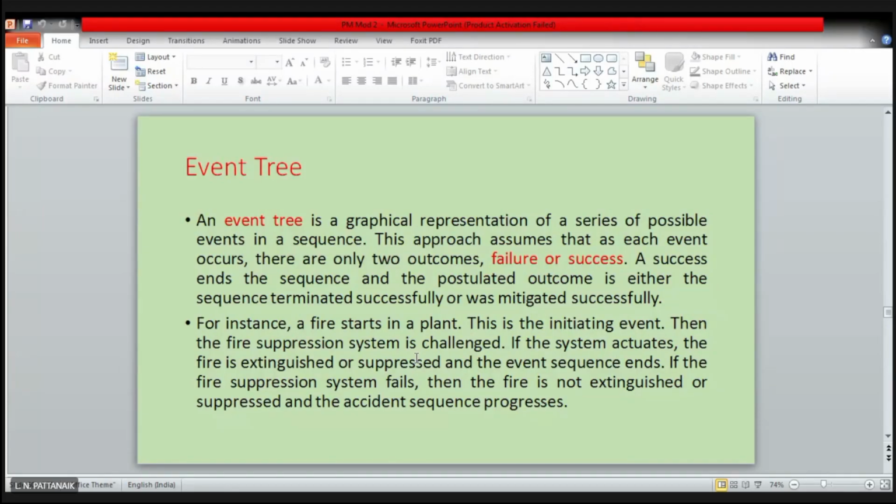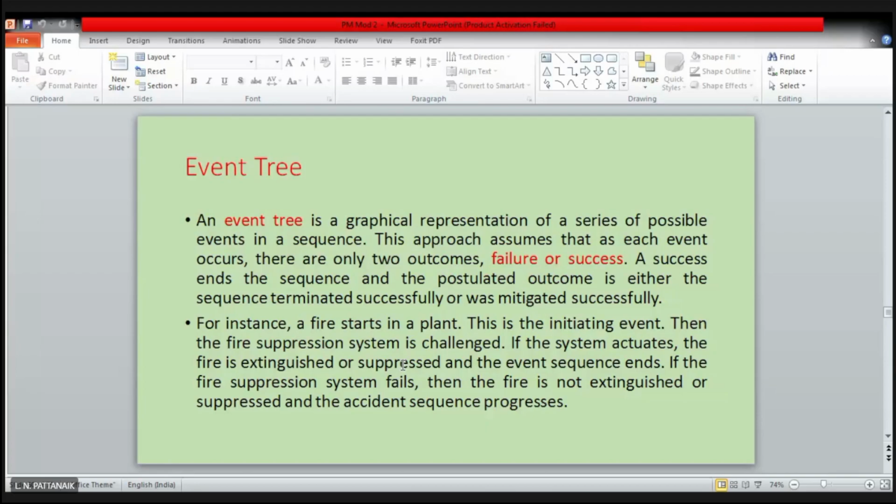Only two options. In fact, I remember some character in that old office serial. That person used to say, "Ya to ye hoga, ya ye hoga," meaning only two options are there. The similar situation is here in the event tree. Either success or failure, kind of binary, 1-0 situations.